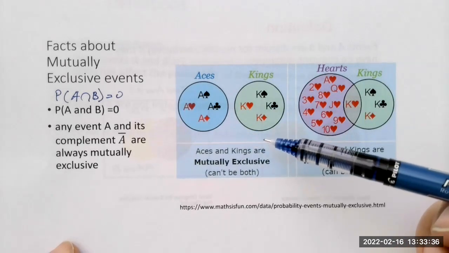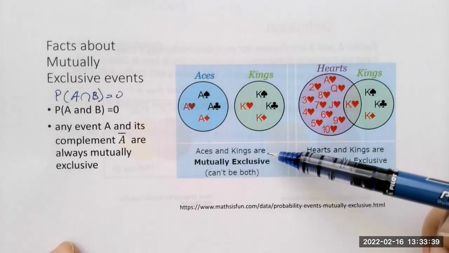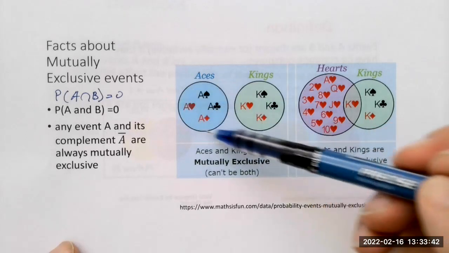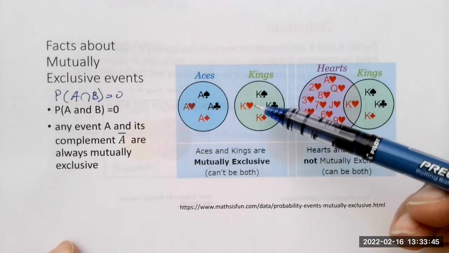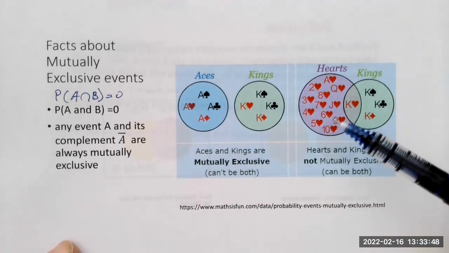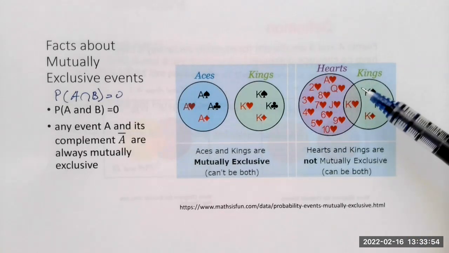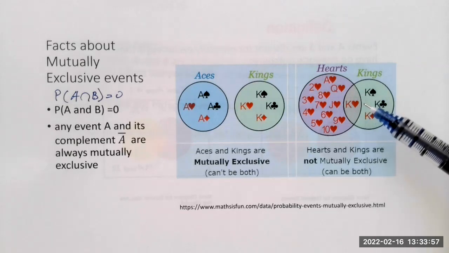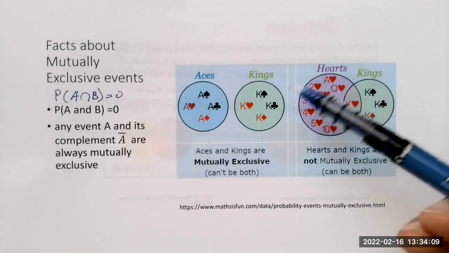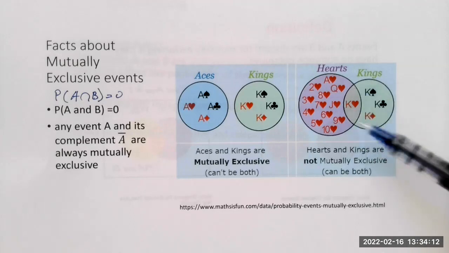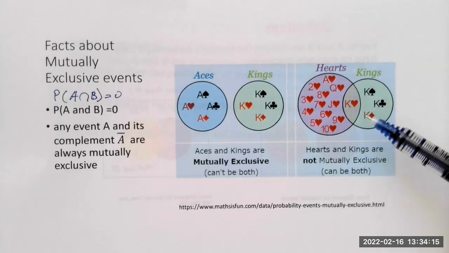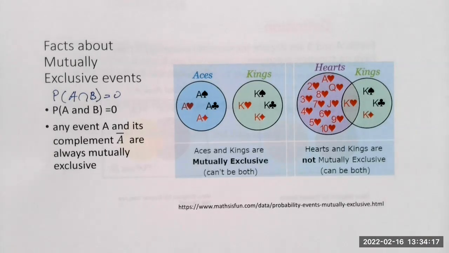So here's some examples that you can see. The aces and kings are mutually exclusive because aces don't have any kings and kings don't overlap with aces, right? Now, if we look at all the hearts and kings, those events are not mutually exclusive, not disjoint. Why? Because they have one element that they share, king of hearts. It belongs to both sets, hearts and kings. So those 2 events are not mutually exclusive.